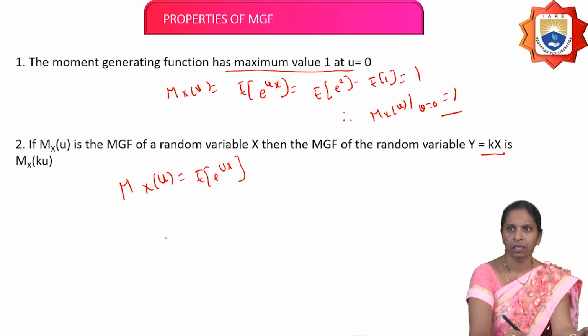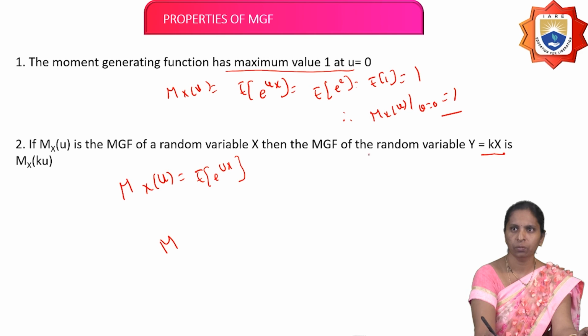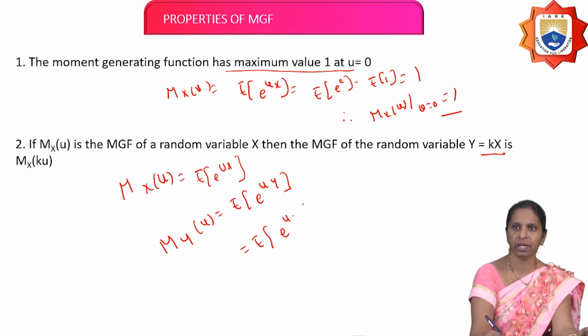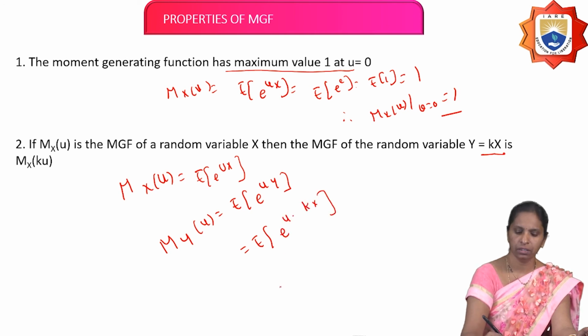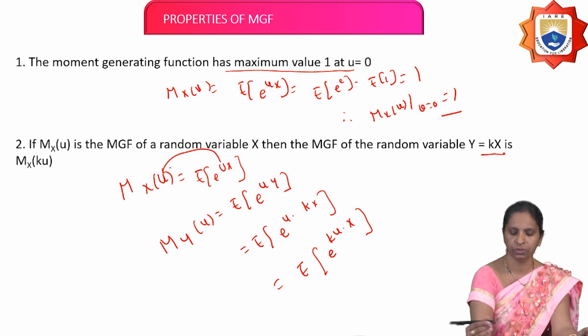Then what do I want? I want the moment generating function of a random variable y. So M_y(u) is equal to what? In place of x, just replace it by y. So it equals the expectation of e^(u y), and y is given as k x. That equals the expectation of e^(k u x). Now if you have M_x(u), in place of u I'm having k u here. Therefore, it is nothing but M_x(k u).